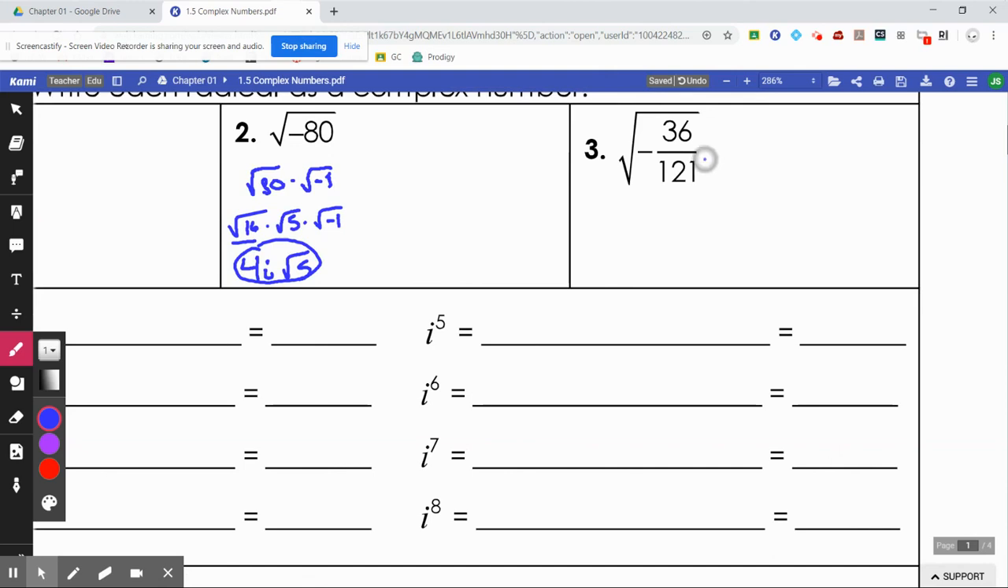And then the last one here, let's first split that into the square root of 36 over 121 times the square root of -1. When you're taking a square root, you can separate this and take the square root of the top and the square root of the bottom. That would be 6/11. The square root of -1 is i.